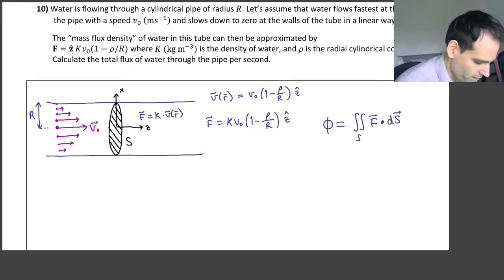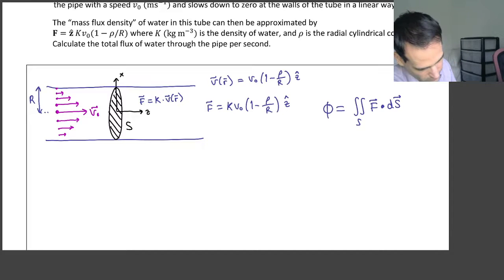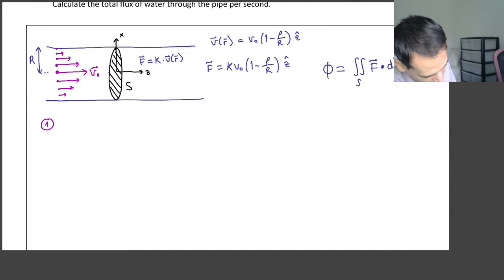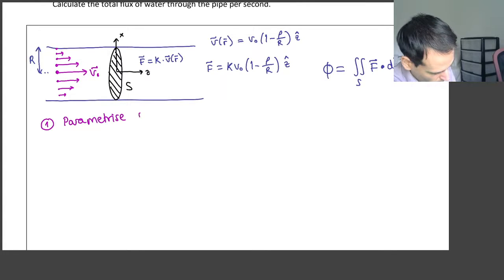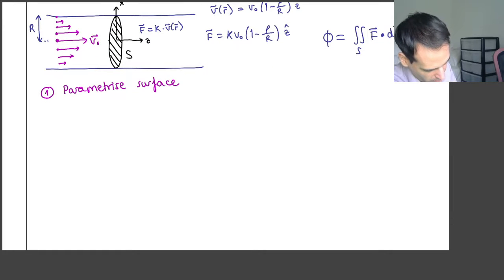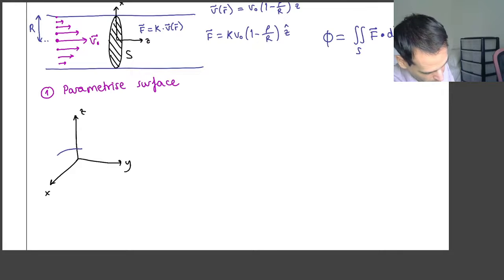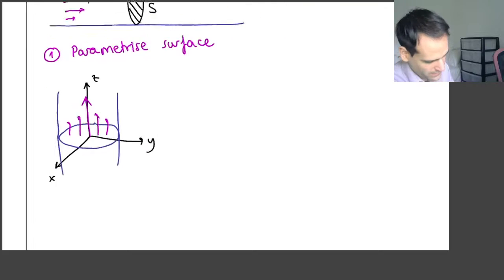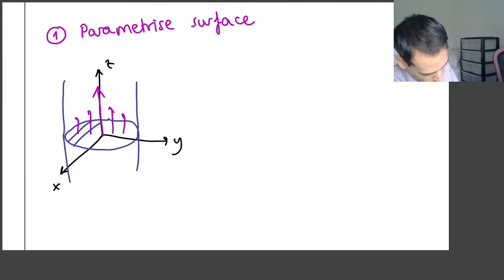So we are going to follow the steps in the recipe. First step, parameterize the surface. So we have done this many times, so we are parameterizing. So let me draw the axes now straight way up, x, y, and z. So we have our pipe along z, right? And water is flowing in the positive z direction. So we have to parameterize this disk here.